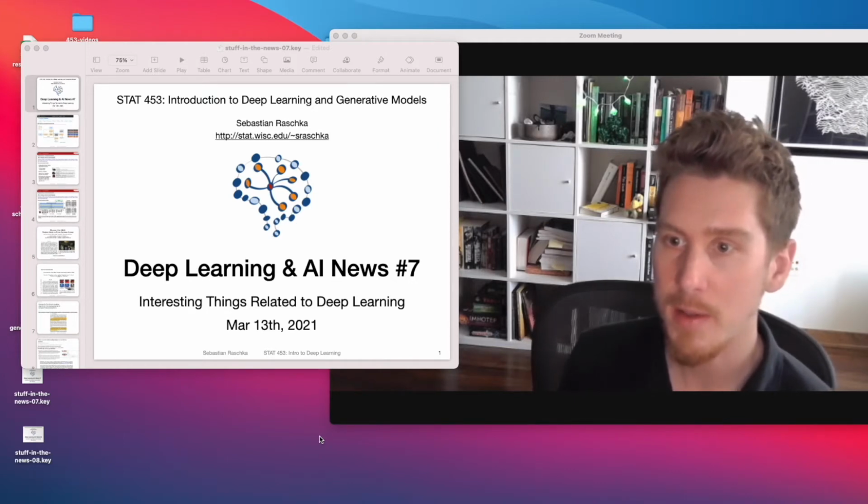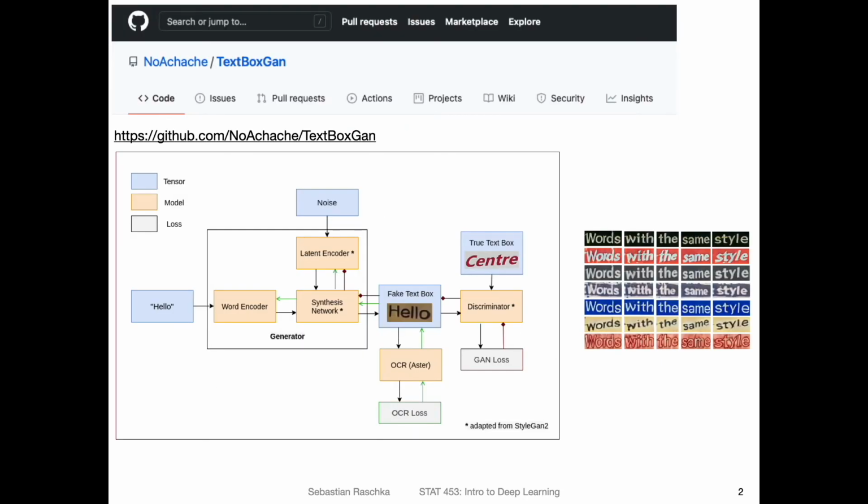So the first project I want to talk about today is this text box GAN I saw on GitHub this week. As far as I am concerned, and as far as the author is concerned, this is also the first application of a GAN to generating new text boxes. So here are some examples of how they might look. Why are we interested in that? Well, maybe you can use that to design a new poster or something like that. But essentially, I think it's just a nice and simple application of a GAN for generating some new data.